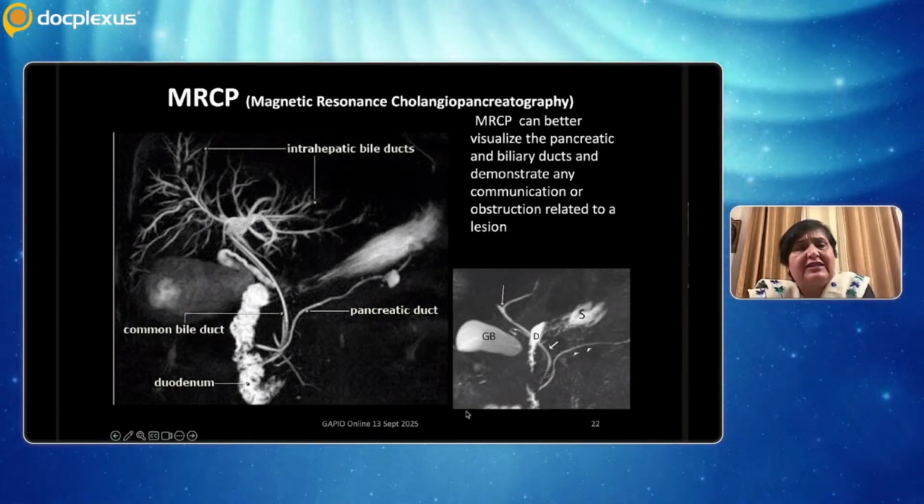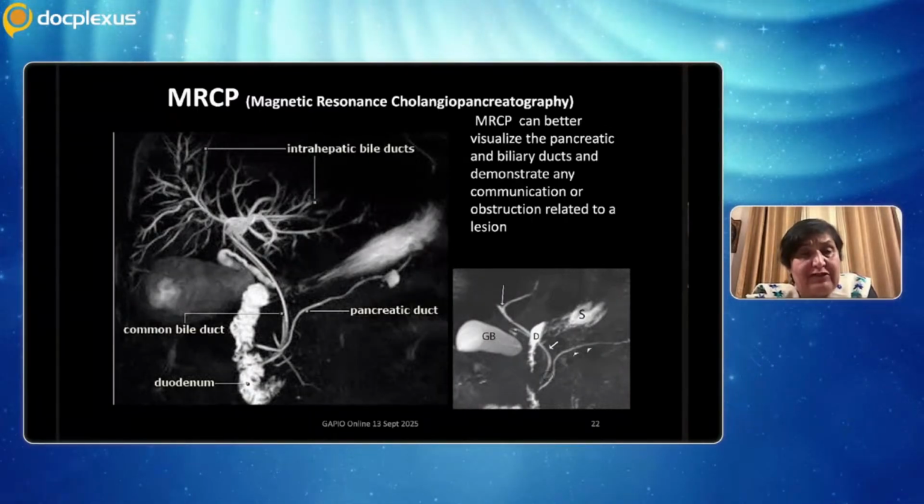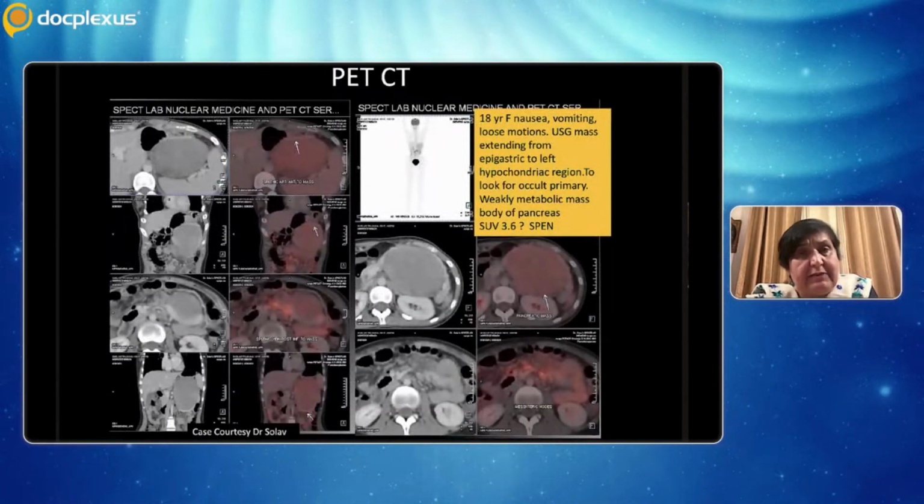Now, MRCP has a disadvantage that you need a good breath hold, though now there are free breathing techniques of MRCP also available with some of the vendors, but it still is a problem to acquire these images sometimes, and especially in patients who have ascites, it becomes a big problem. PET-CT plays a role, especially in neoplastic lesions.